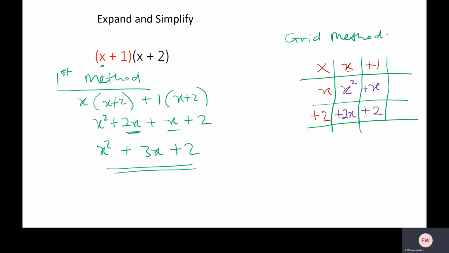So now that we finish with our multiplication, we are going to write everything in the box out. So we will have x squared plus x plus 2x plus 2. Now we group like terms. So we have x squared plus 3x plus 2, which is the same as the answer we got in the first method.